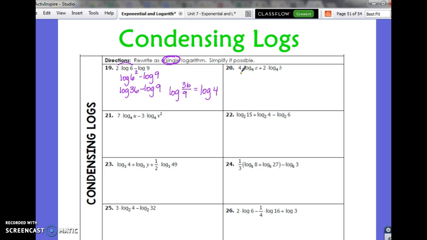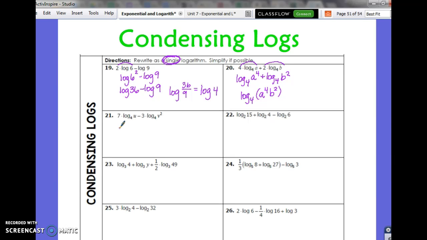On the next one, again, power rule. So we're moving the powers from the front to the back. So we have log base 4 of a to the 4th plus log base 4 of b squared. And then since you're adding 2 logs together, you're going to use the product rule to condense them. So that will be log base 4. I typically put my product in parentheses, but you don't absolutely have to. That's a to the 4th times b squared. And since you've got those variables, that's all you can do.